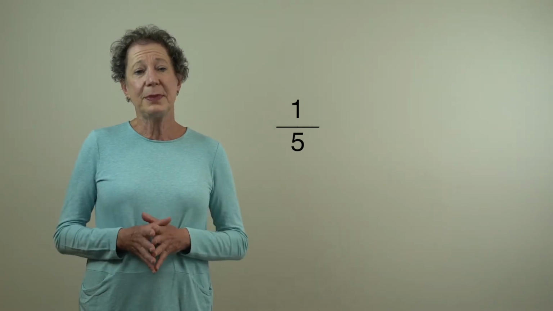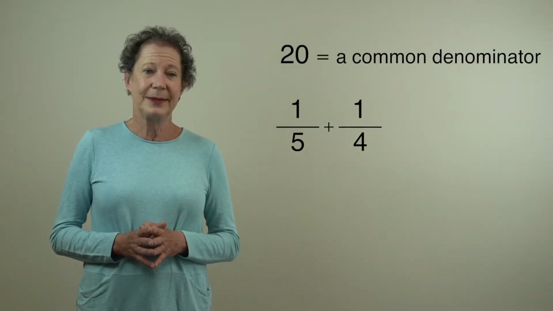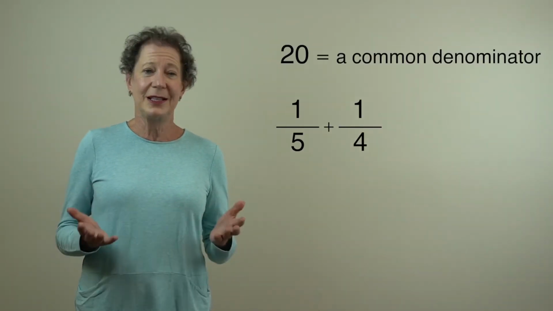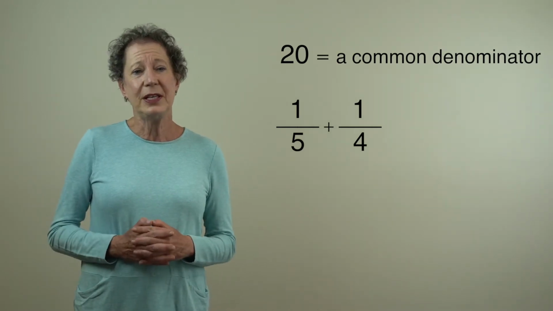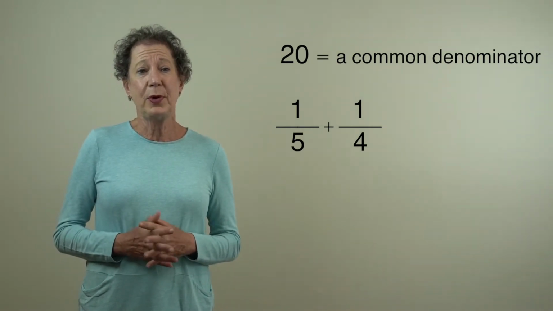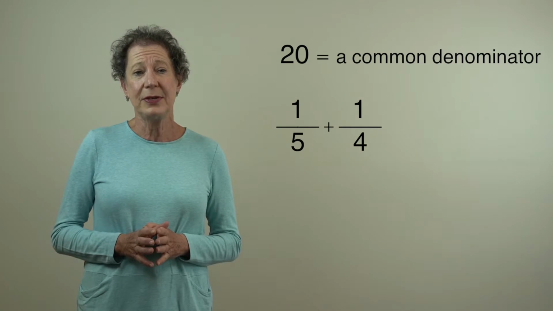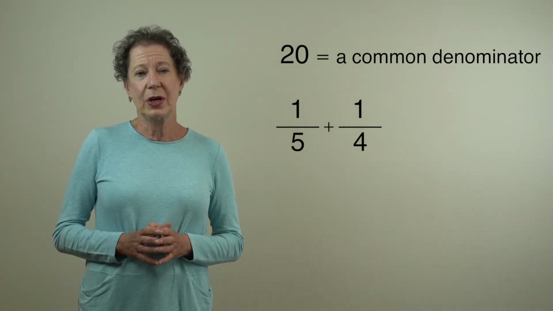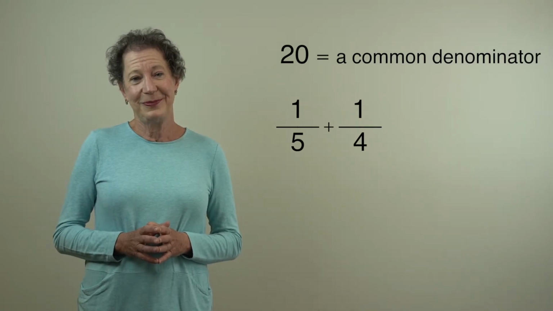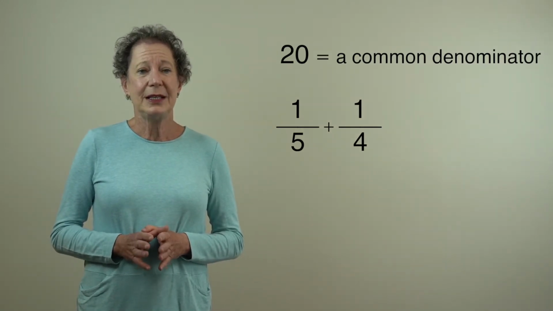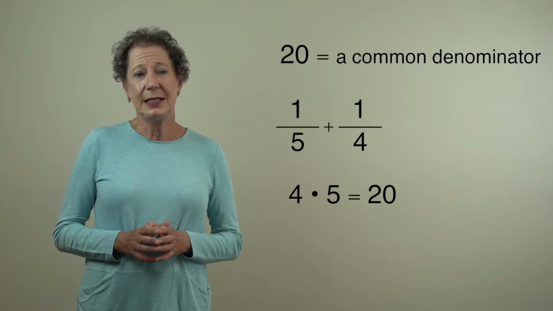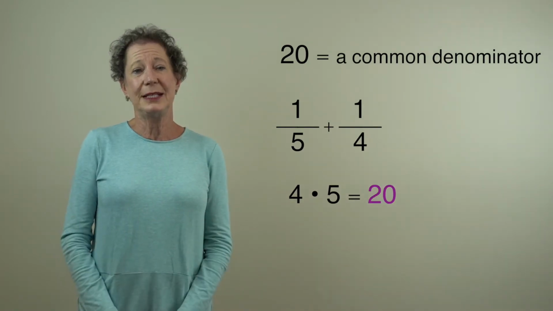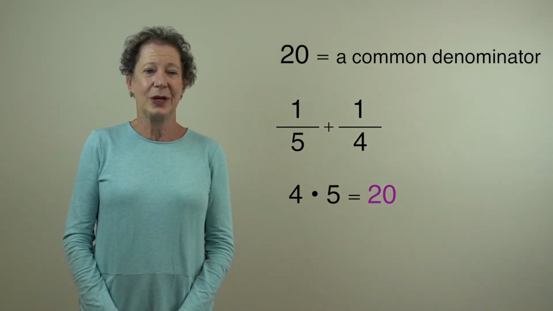For 1/5 plus 1/4, 20 will work. How do I know? Well, I've done a lot of these. And I know that if I use a common denominator that has both of the original denominators as factors, it always works. That's a lot of jargon, and doing it is more simple. Put simply, 4 times 5 equals 20, and 20 will work as a common denominator. Here's how to make it work.